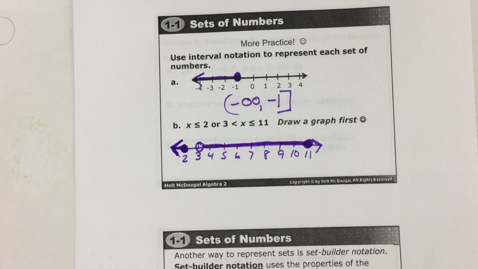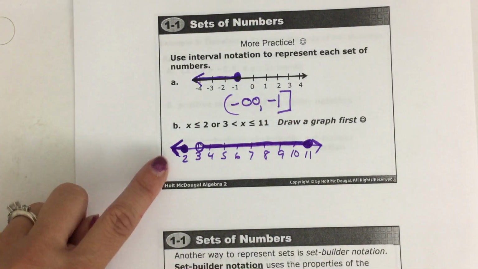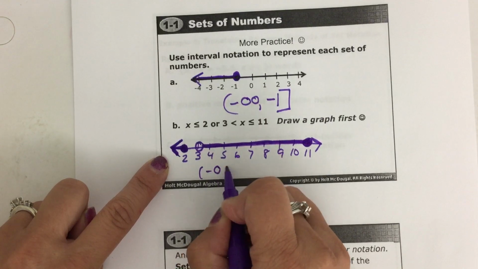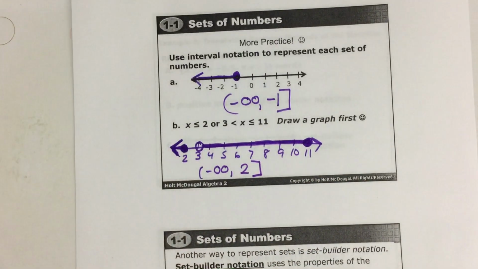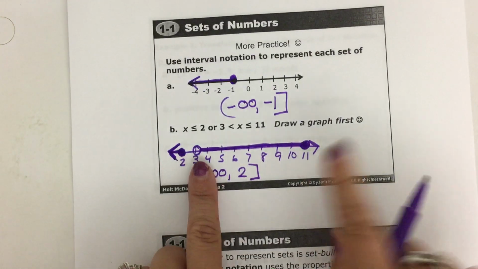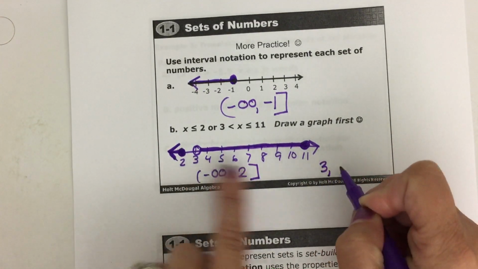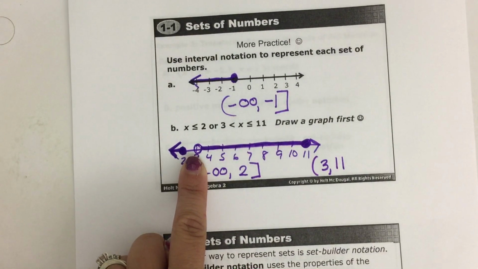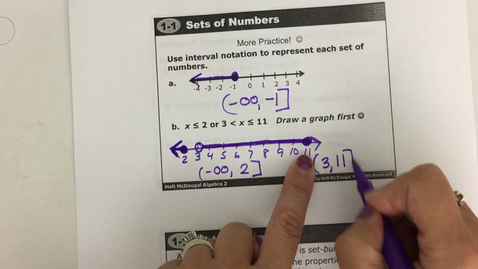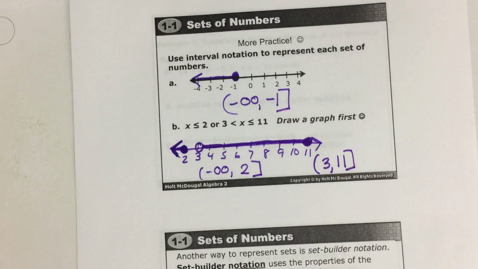Now again, notice I have two different sections or two different shaded regions on this number line. That means when I go to interval notation, I have to have two intervals. So here, arrow to the left, that's negative infinity, to 2. 2 is colored in, so it's a squared bracket. Now here, the smallest value is a 3, to the biggest value it's 11. 3 is an open circle, so it's rounded. 11 is a filled in circle, so it's squared.